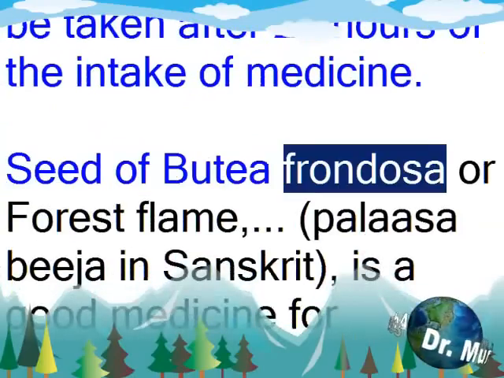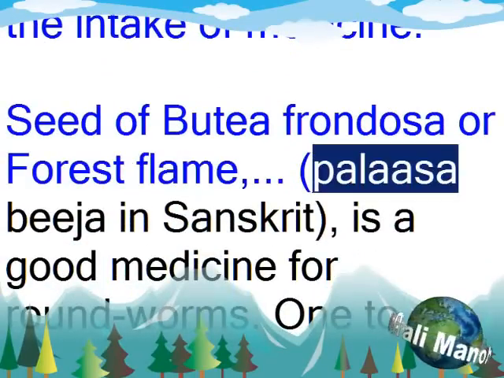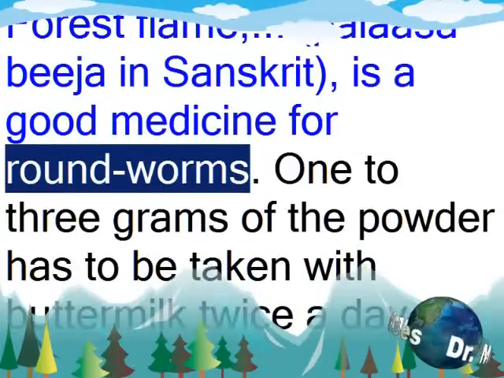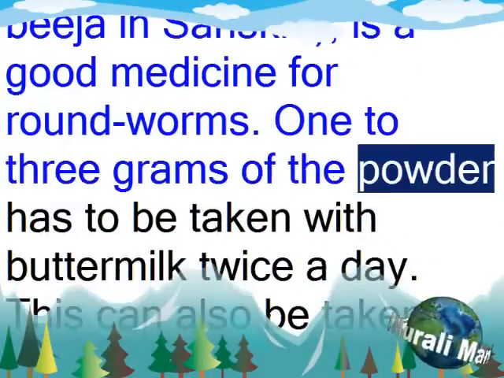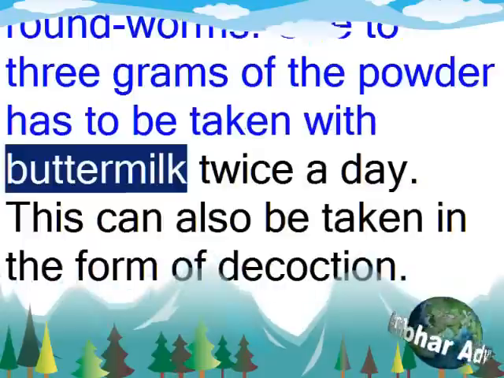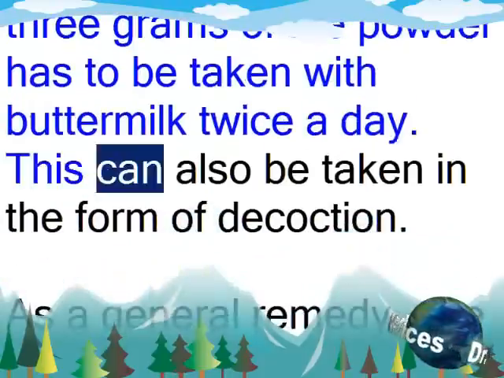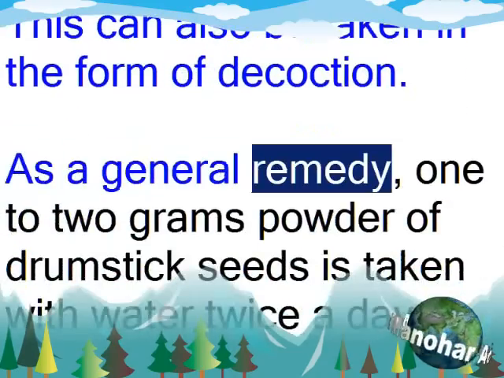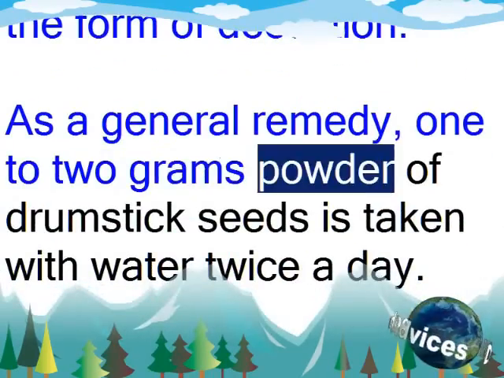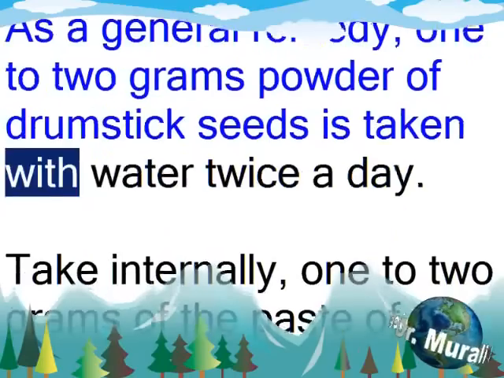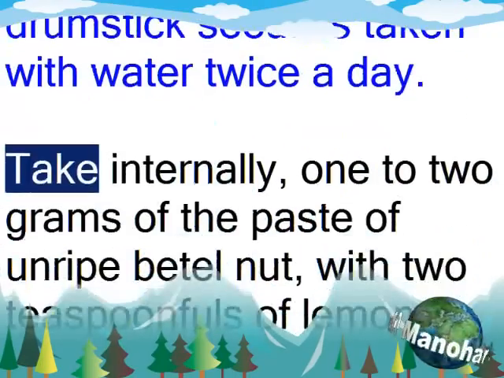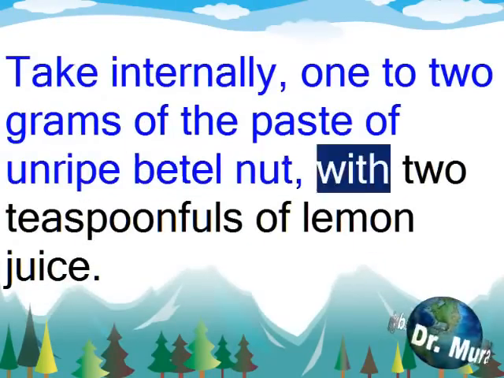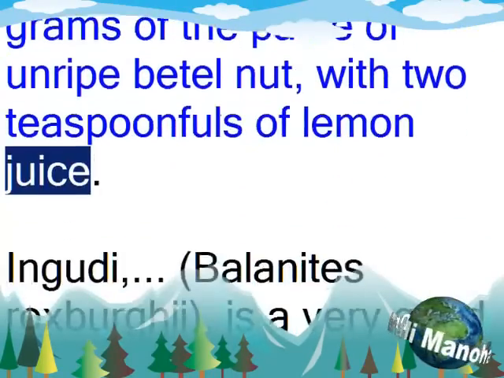Seed of Butea frondosa or forest flame, Palasa bija in Sanskrit, is a good medicine for roundworms. 1 to 3 grams of the powder has to be taken with buttermilk twice a day. This can also be taken in the form of decoction. As a general remedy, 1 to 2 grams powder of drumstick seeds is taken with water twice a day. Take internally 1 to 2 grams of the paste of unripe betel nut, with 2 teaspoonfuls of lemon juice.